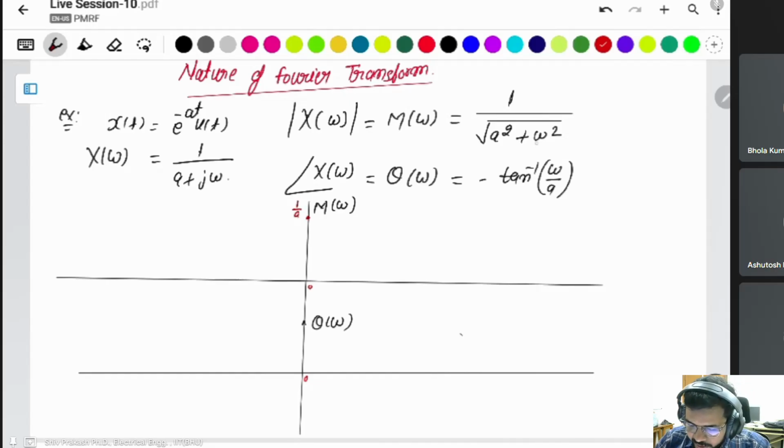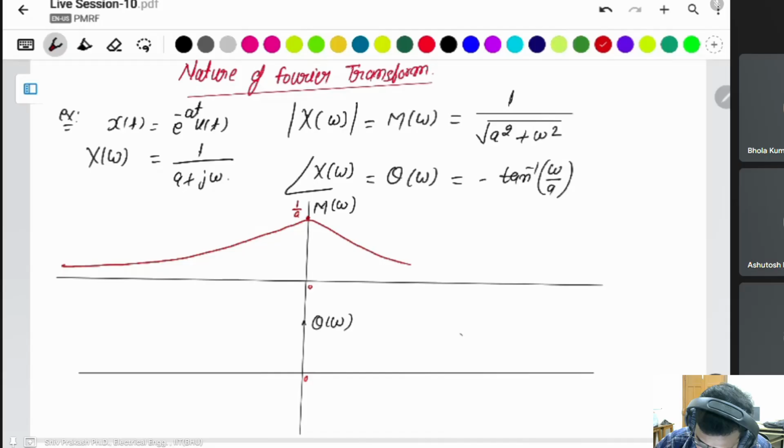What about the infinity? If omega is equal to infinity, then 1 by infinity will be 0. If there is a minus infinity, minus infinity square is also 0. It means you start from minus infinity to plus infinity. If you want to go, this will start from 0 to 1 by a, then again go to 0. It will look like that. At infinity it will be 0.